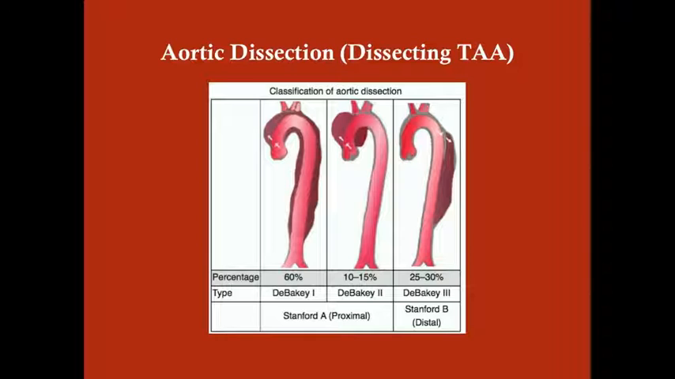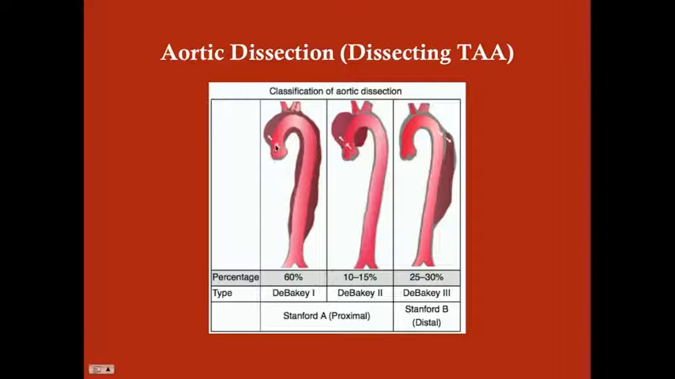So aortic dissection can be classified two different ways, DeBakey or Stanford. I like to use the DeBakey classification because it's a little more specific. So there's three different parts of the thoracic aorta that we're keeping in mind. That's going to be the ascending thoracic aorta, which is this part here, then the arch of the aorta, and then the descending aorta.